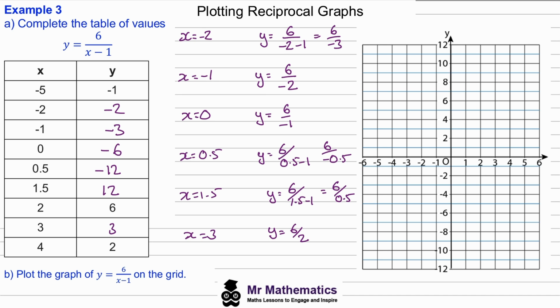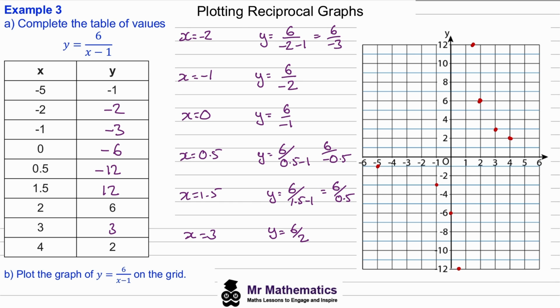So plotting these points, we get -5, -1, -2, -2, -1, -3, 0 and -6, and 0.5 and -12. And then when x is 1.5, we get 12. When x is 2, we get 6. 3 and 3, and we've got the point 4 and 2. Now we can join these together with a smooth curve.